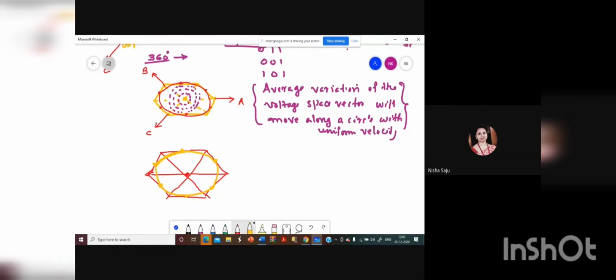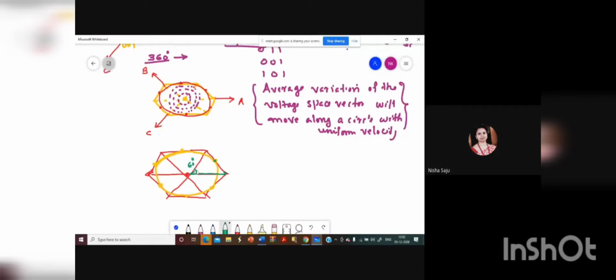So here, the maximum radii, this is your VDC, right? This is your VDC level. So that will be touching, which means you will be getting a total angle of 60 degree, right? The total angle in each sector is displaced by 60 degree. Okay, fine. Then what about the center?